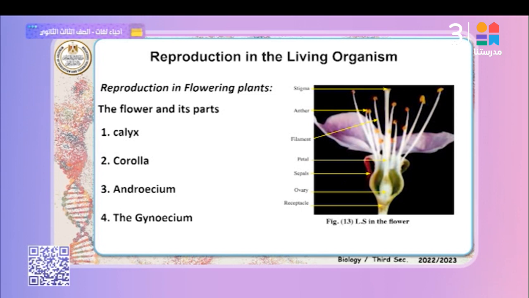There are two types of flowers: flower with bract and flower without bract. A flower with a bract is stalked, that contains the pedicel. Sessile does not contain the pedicel. What about the bract? Bracts are leaves that emerge from the flower axis, with various colors that differ from one flower to another.